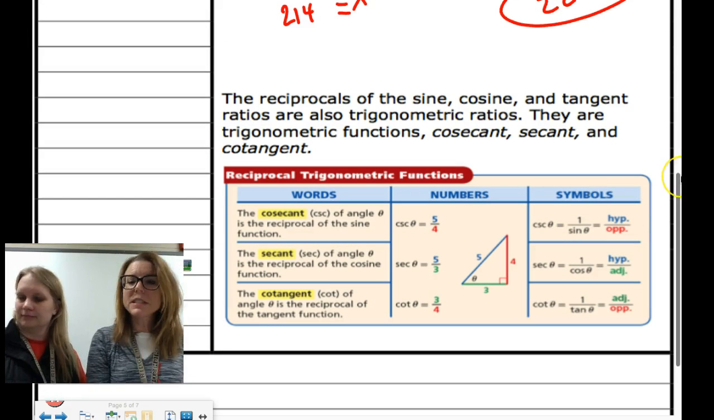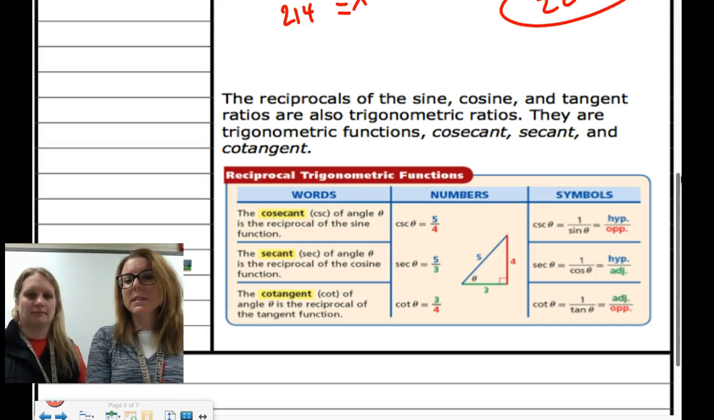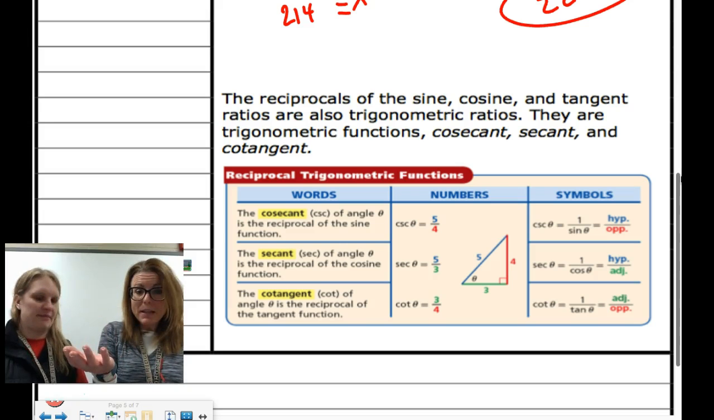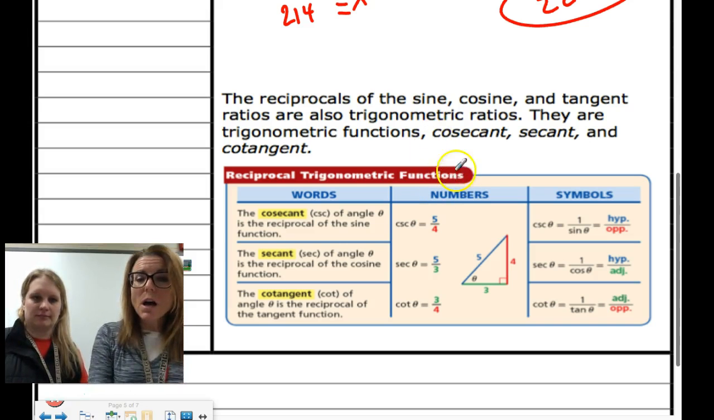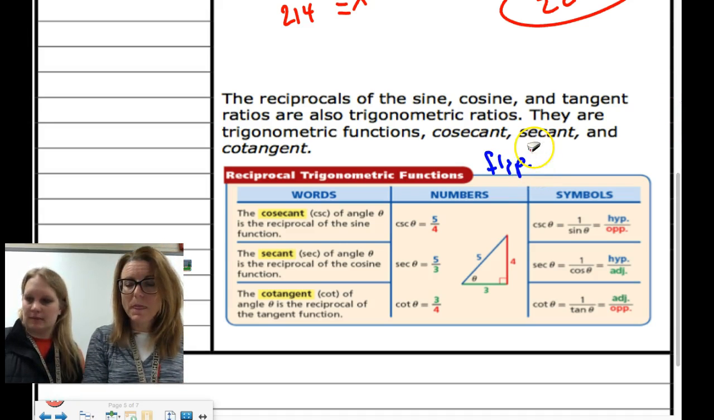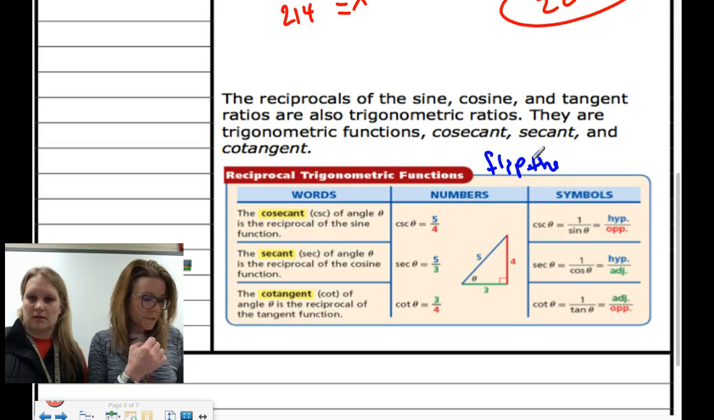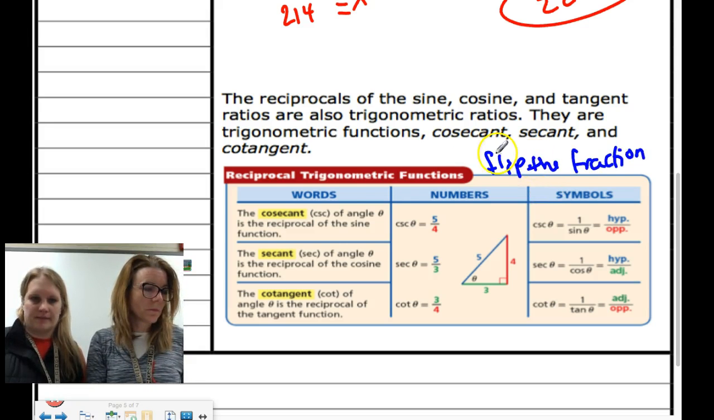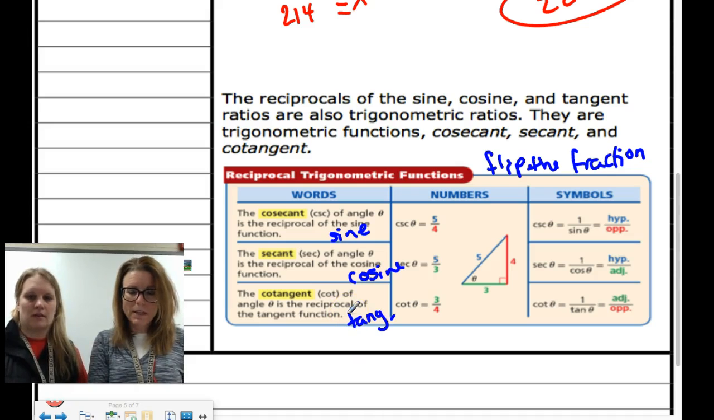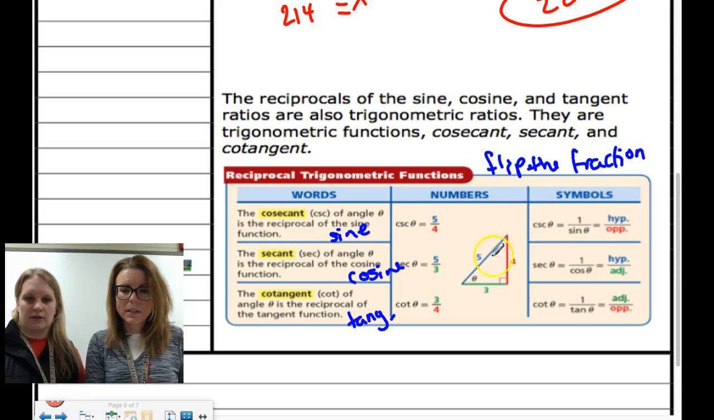Reciprocals. The reciprocals of sine, cosine, and tangent are cosecant, secant, and cotangent. Those are the reciprocals of those. So reciprocal just means flip it. Flip the fraction. So we should label which one goes with which. This one's sine. This one's cosine. This one's tangent. Exactly.